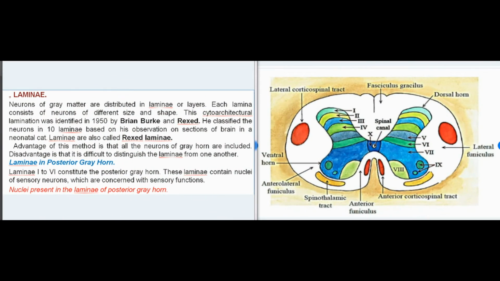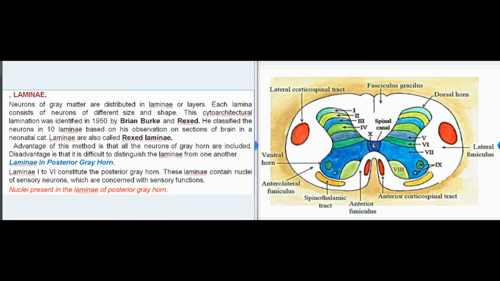Laminae. Neurons of gray matter are distributed in laminae or layers. Each lamina consists of neurons of different size and shape. This cytoarchitectural lamination was identified in 1950 by Bror Rexed. He classified the neurons in 10 laminae based on his observation on sections of spinal cord in a neonatal cat. Laminae are also called Rexed laminae. Advantage of this method is that all the neurons of gray horn are included. Disadvantage is that it is difficult to distinguish the laminae from one another.